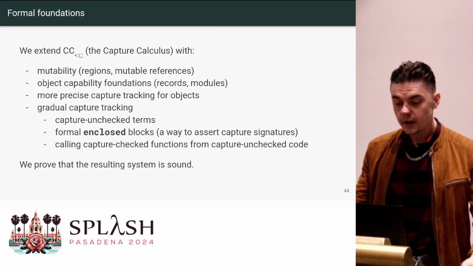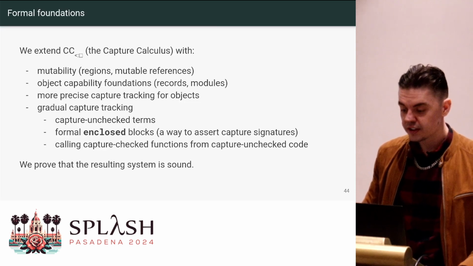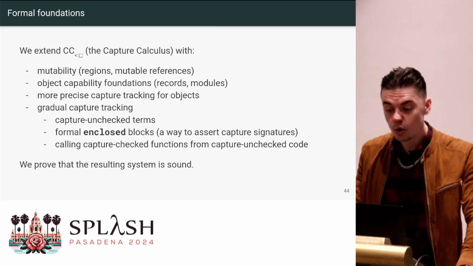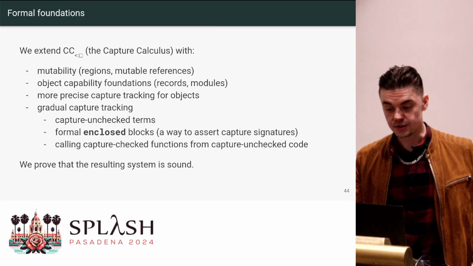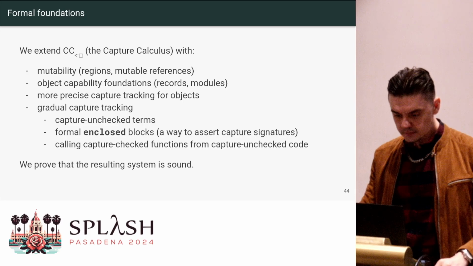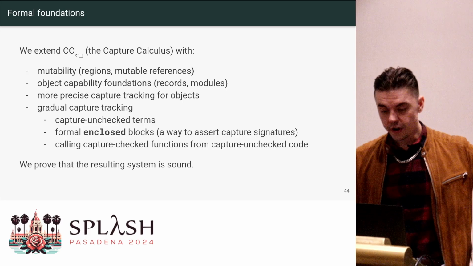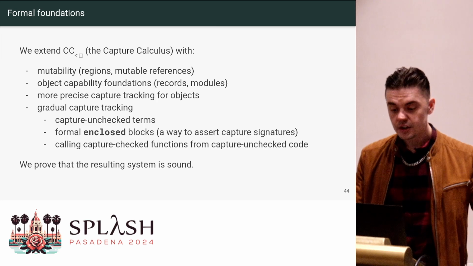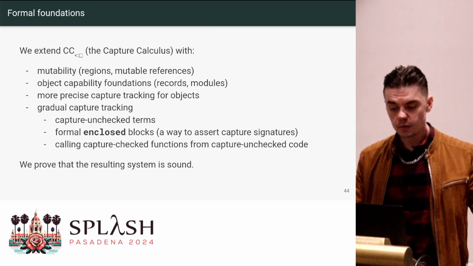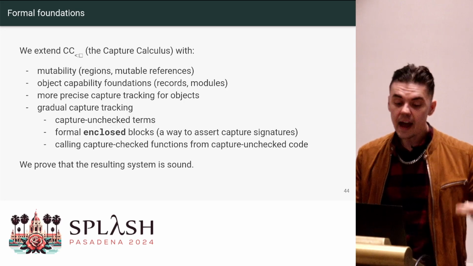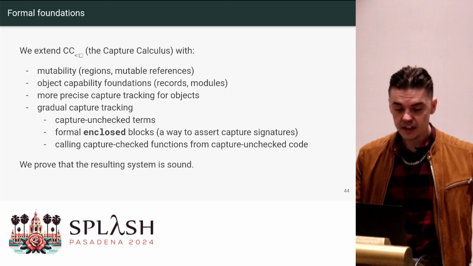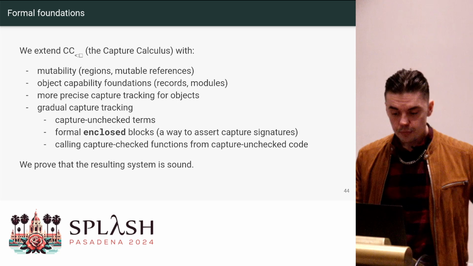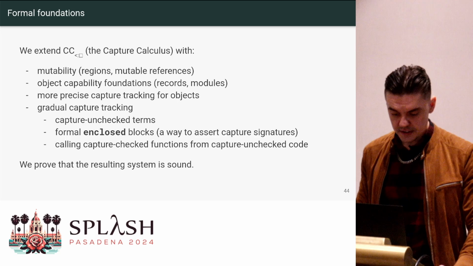Okay, so we saw what gradual compartmentalization and gradient are about. Let's finally talk about our other results. So we develop the formal foundations for the approach. That's the other major contribution. We take the core capture calculus and we extend it with quite a number of features necessary to support gradient. So we add mutability, we add modules, we add object foundations, and on top of that, we also propose this gradual capture tracking idea. And we prove that the resulting system is sound.